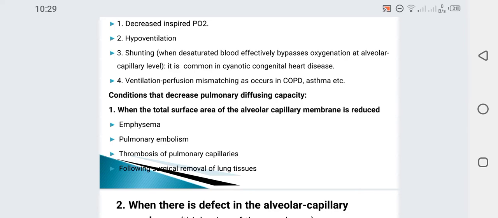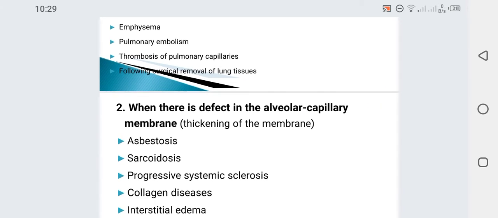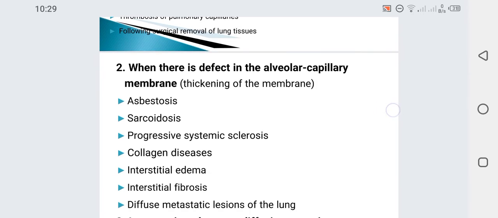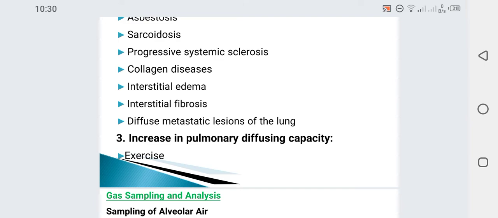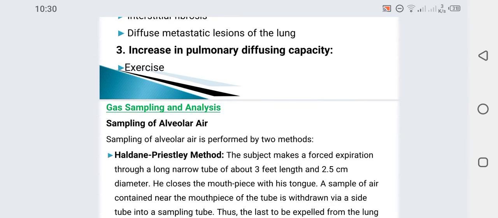The conditions that decrease the pulmonary diffusing capacity: first, when the total surface area of the alveolar capillary membrane is reduced in diseases like emphysema, pulmonary embolism, thrombosis of the pulmonary capillary, and following the surgical removal of the lung tissue. Second, there is a defect in the alveolar capillary membrane, that is, when there is thickening of the membrane as seen in asbestosis, sarcoidosis, progressive systemic sclerosis, collagen disease, interstitial edema, interstitial fibrosis, and diffuse metastatic lesion of the lung. Third comes increase in pulmonary diffusion capacity in exercise.